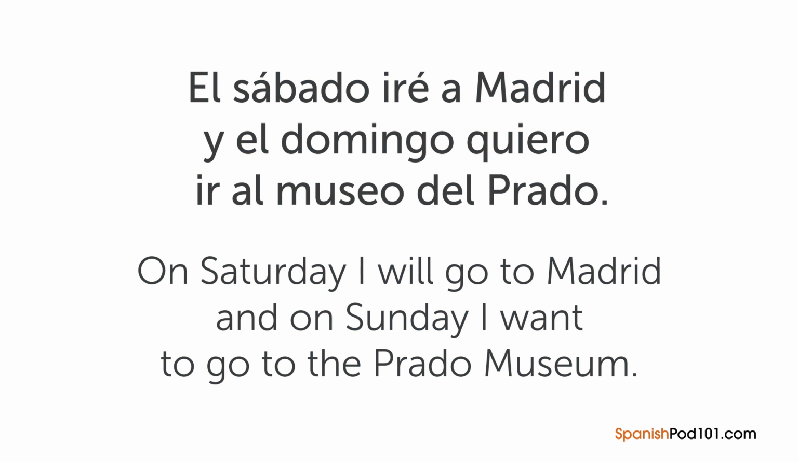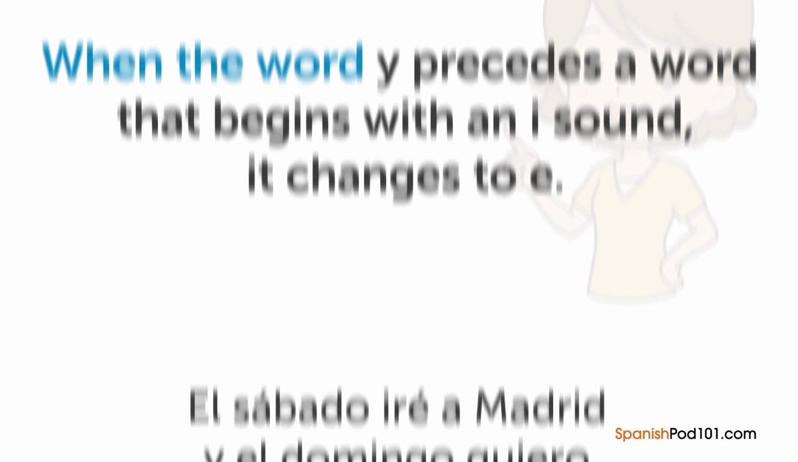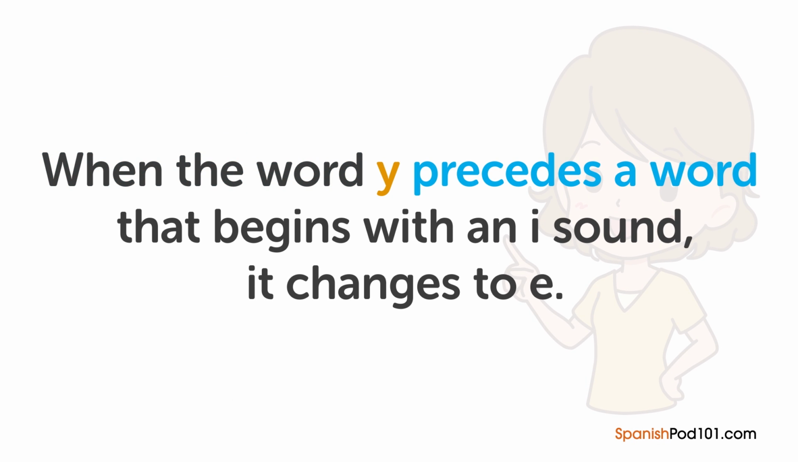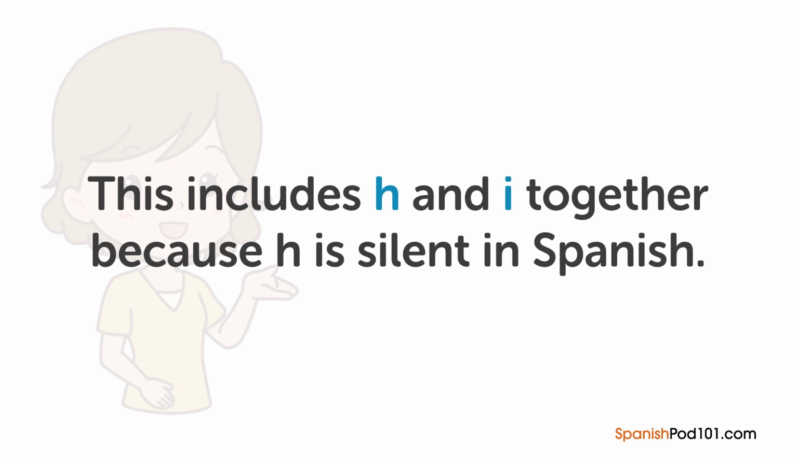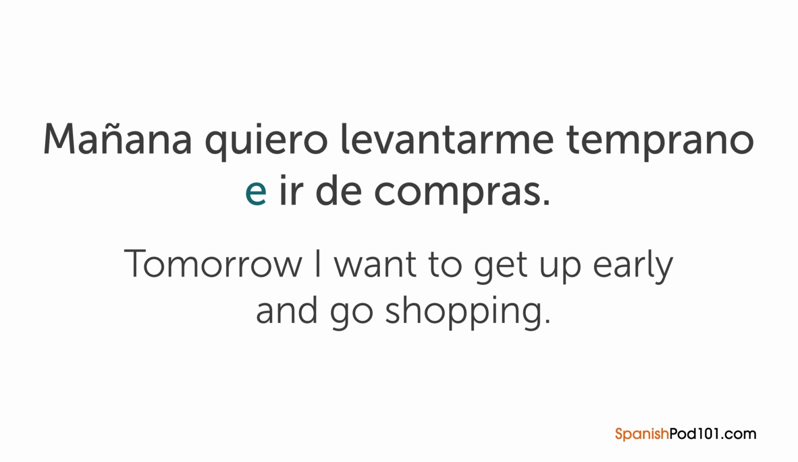Now, on to the question for this lesson. When the word y precedes a word that begins with an i sound, it changes to e. This includes h and i together because h is silent in Spanish. Let's go through some examples so you can learn when to use e instead of y.